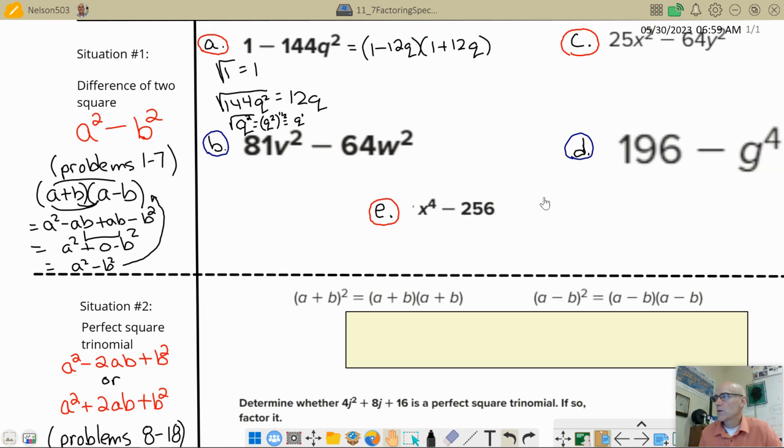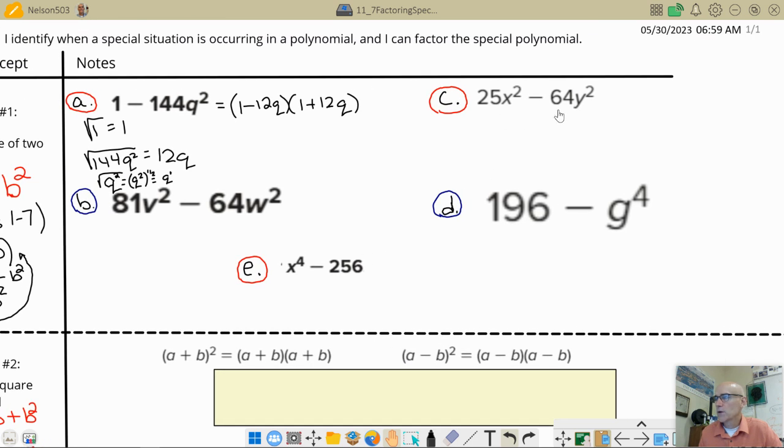Now, let's look at another example. This is the way I'm going to do it in class. We're going to look at this one. This one looks a little bit more complicated, right? And then people in class are going to try B and D, and then we're going to come back. We're going to try letter E.